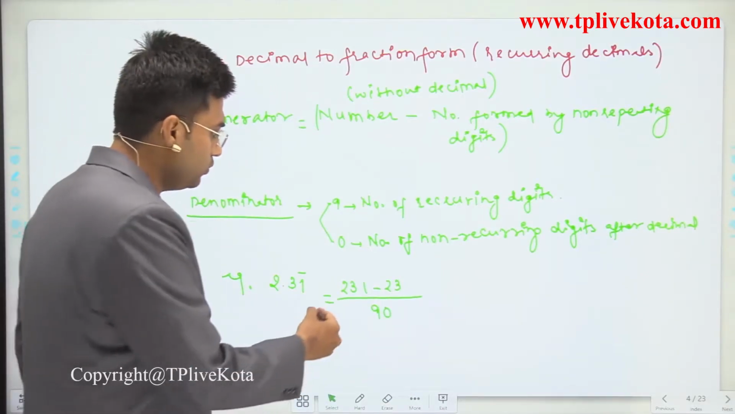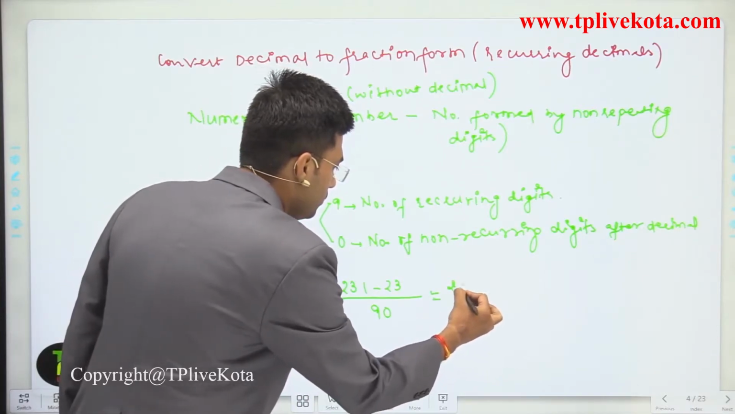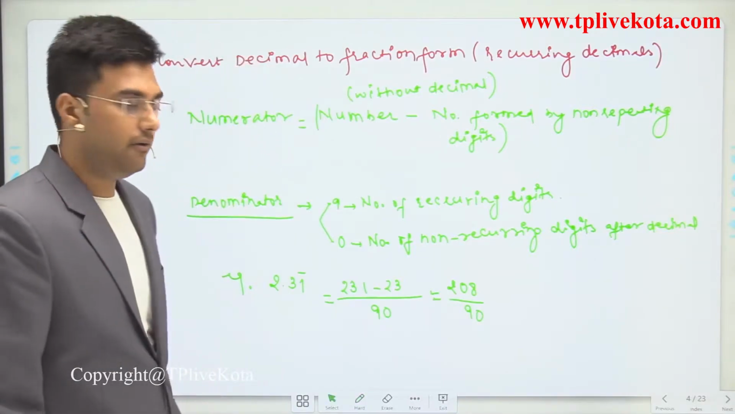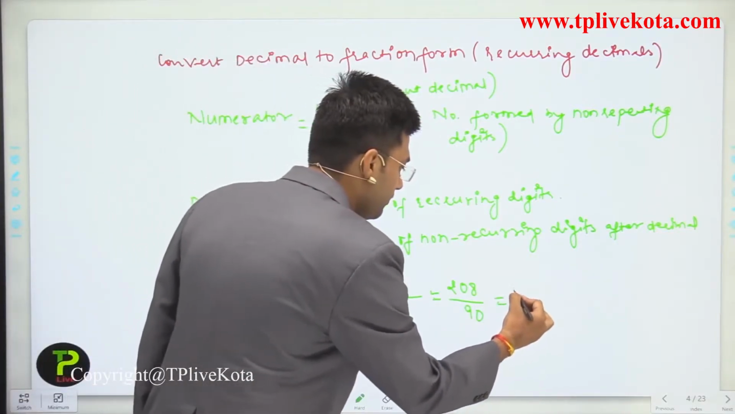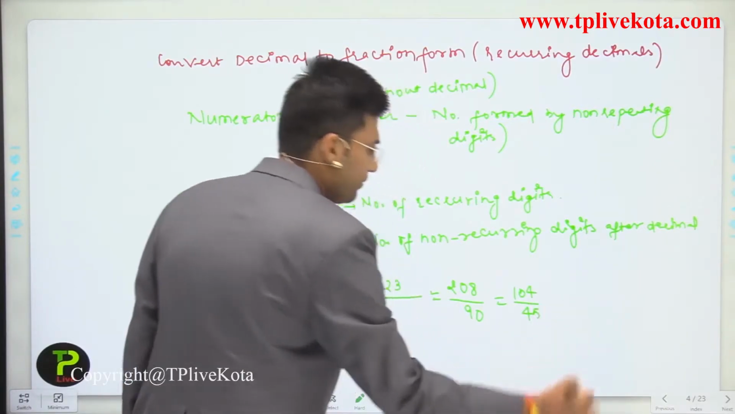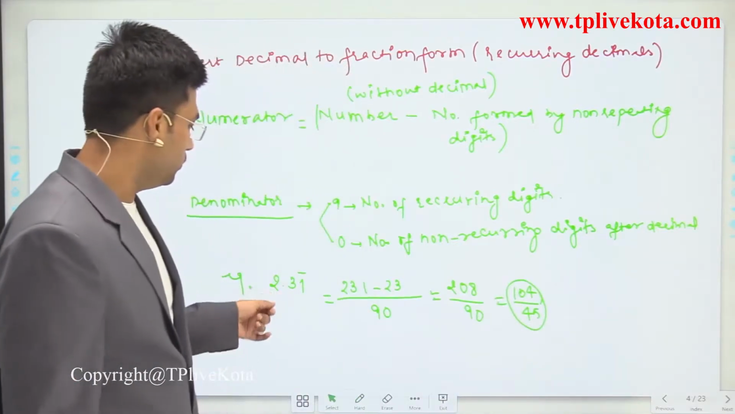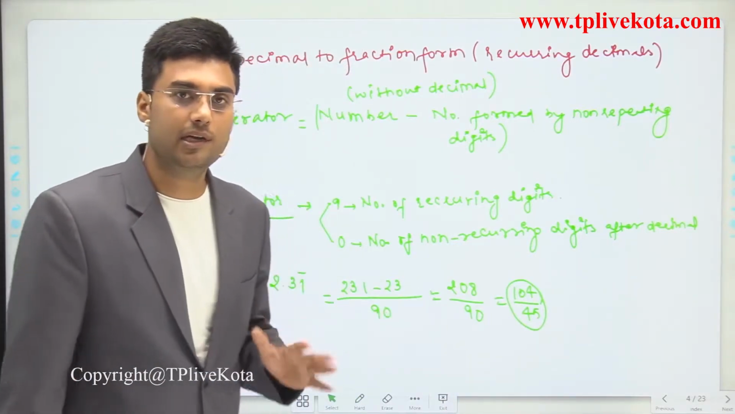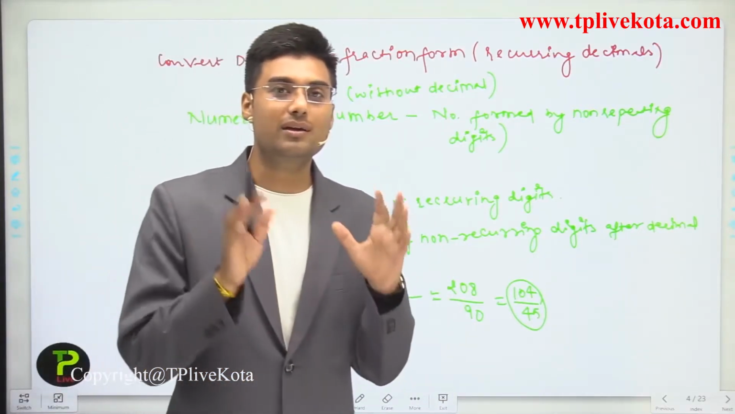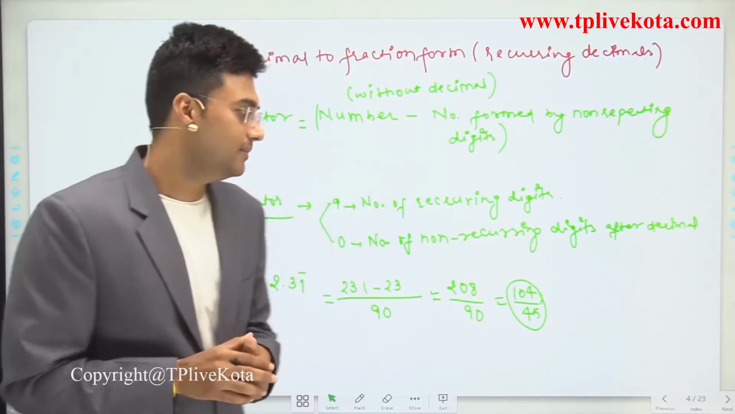So it is equal to 231 minus 23, which is 208, divided by 90, and when we solve this we will get 104 divided by 45. Okay, this is the simplest fraction form of 2.31 bar. Clear? Let's solve some interesting questions by which you will remember all the concepts which you studied in class 9.